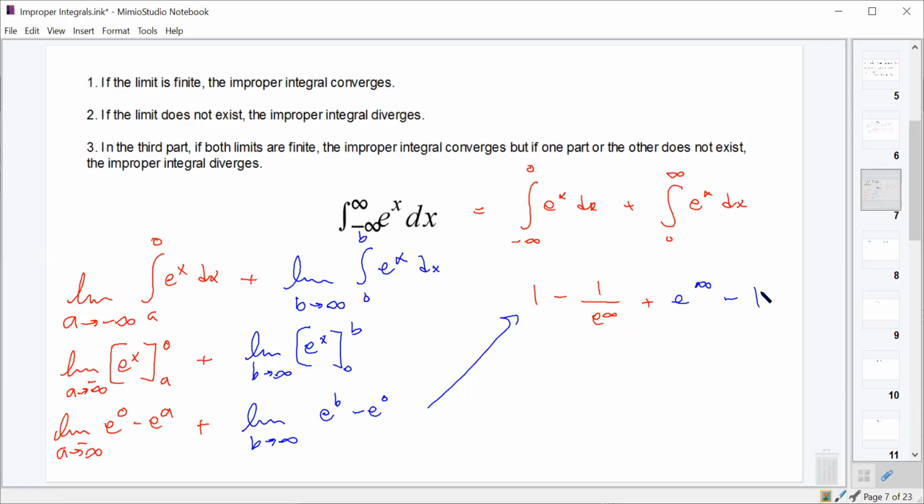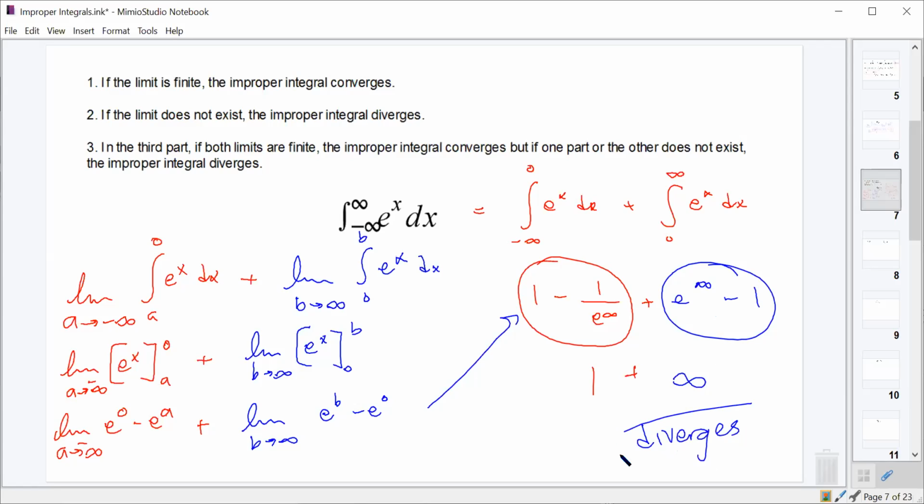And so this piece, the left-hand side, is just 1, plus this piece on the right-hand side is infinite. And so since this diverges, we can say that the entire integral diverges, which is what we would have guessed. But the left-hand side, if we go from negative infinity to 0, actually converges to a value of exactly 1 unit of area, which is pretty cool.